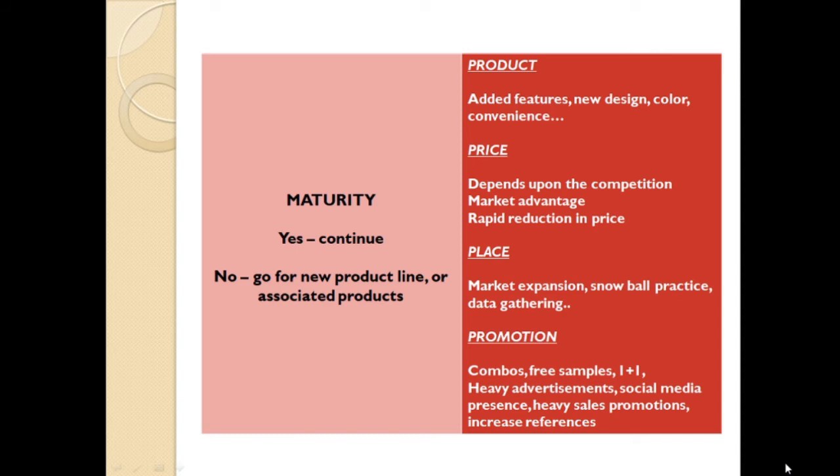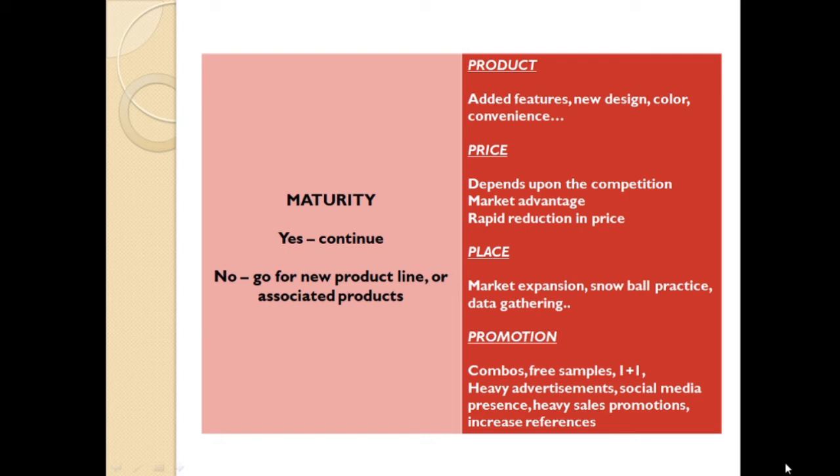And then comes the maturity stage. What can we do here? Despite all the efforts I made in the growth stage, I couldn't increase my sales. That is the stage we are talking about, called the maturity stage. So again, you go for added benefits. Can I increase some benefits in the product? Can I give more benefits for the same value we had in the growth stage?